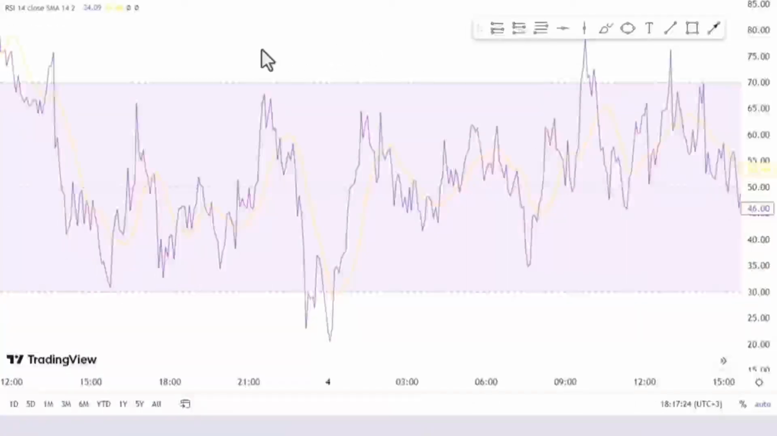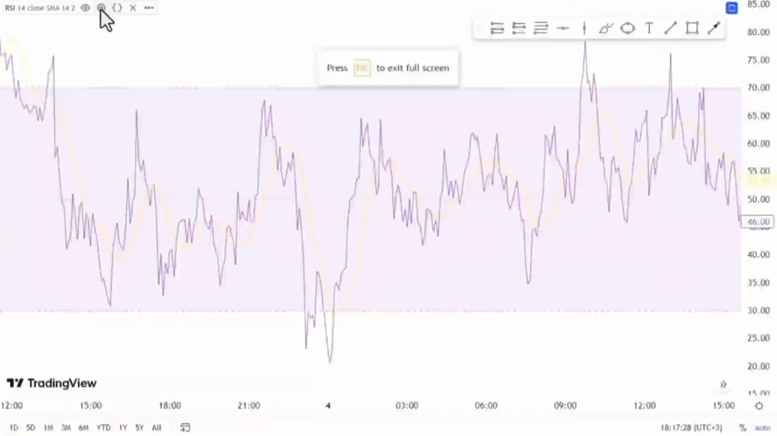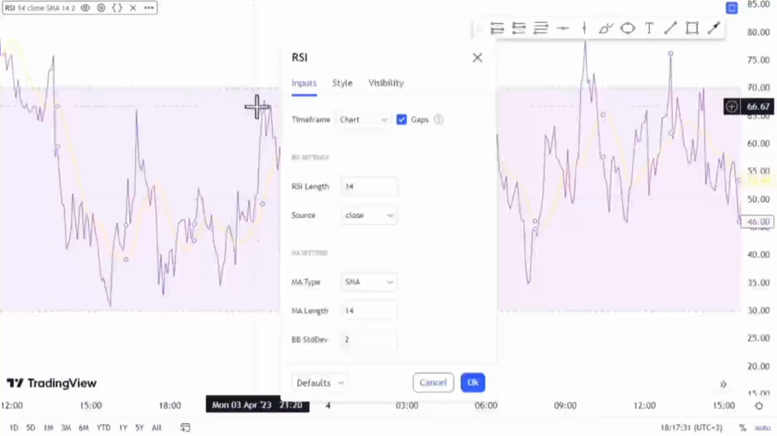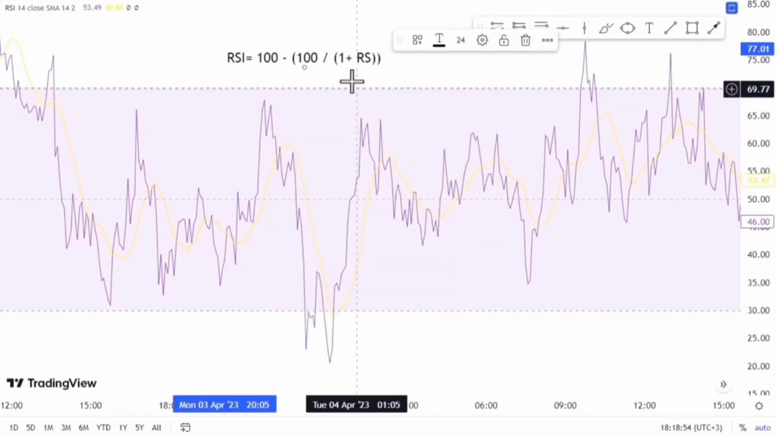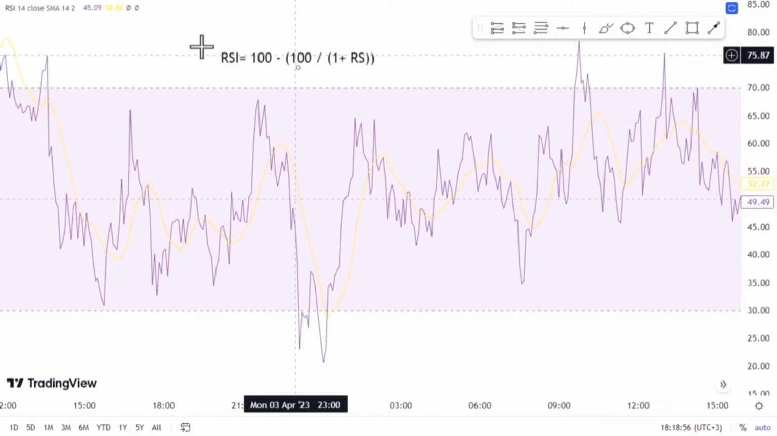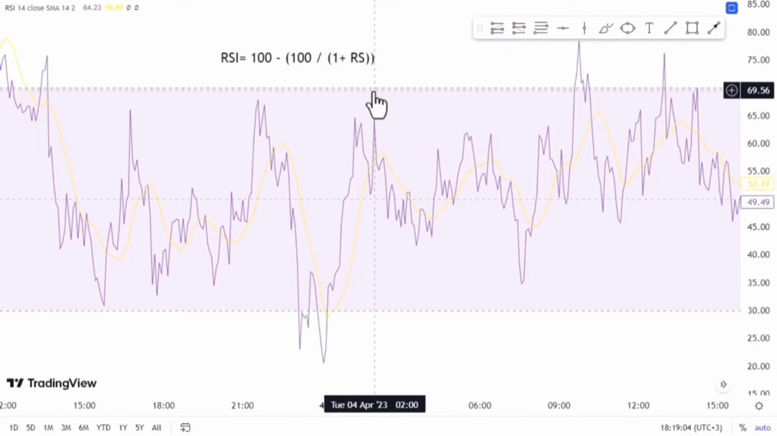The RSI calculation involves taking the average gains and losses of the stock, security, or asset over a set period of time. The default time period used by most traders, including myself, is 14 candles. The formula for calculating RSI is just like this. Let me write it down for you. Okay, so this is the formula, where RS stands for the average gain of the asset over the specified period divided by the average loss of the asset over the same period.